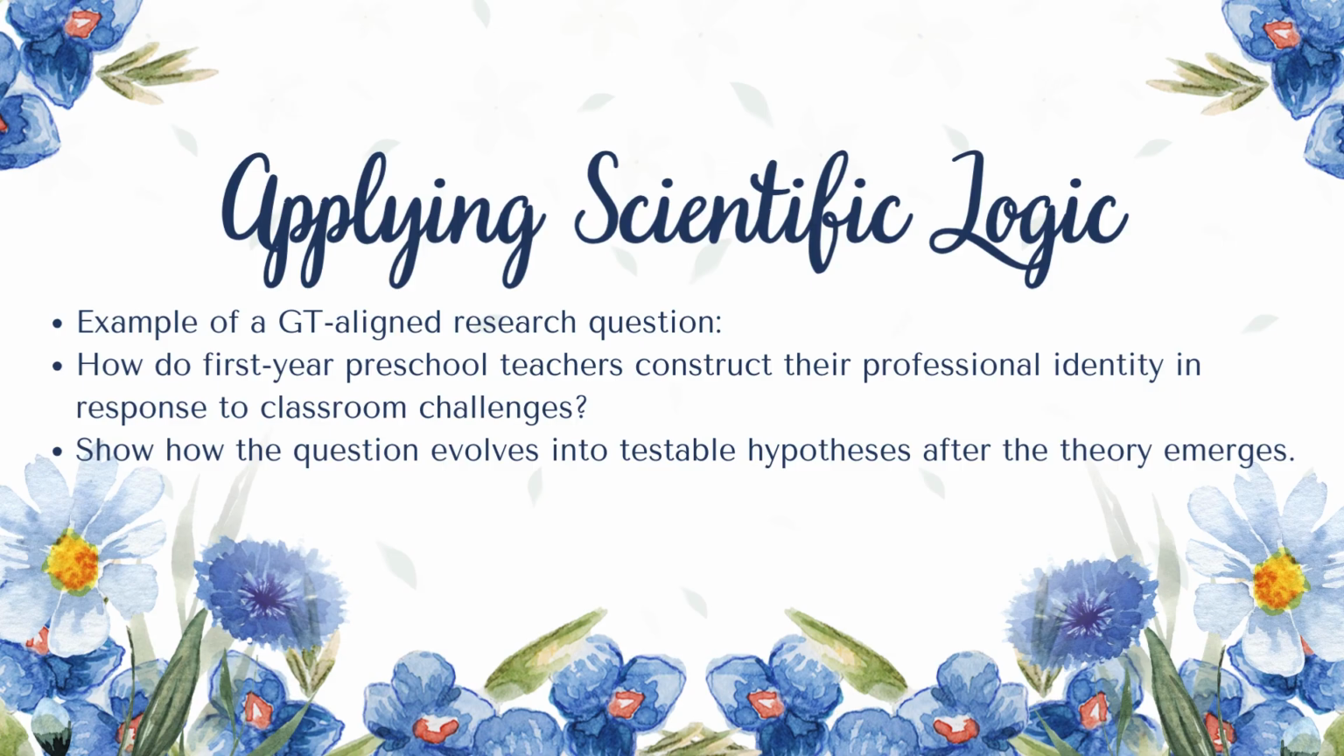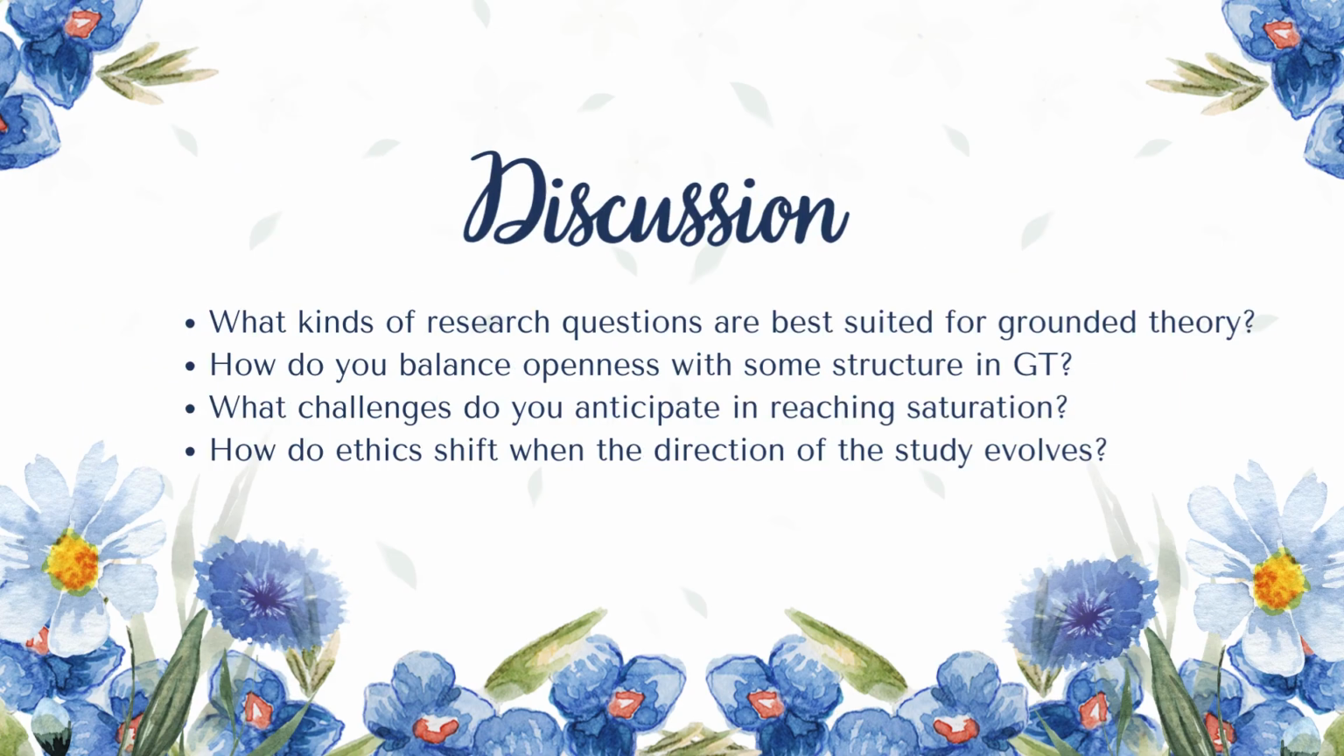And so I really want you to think about, as we start discussing this over the week, what types of research questions are most suitable for grounded theory? Maybe, how do you balance openness with some structure in grounded theory? What challenges do you anticipate in reaching saturation? If you were to take on a grounded theory, what would be some clues that would help you find that you've reached saturation? And then, how do ethics shift when the direction of the study evolves midstream? How would you notify your participants? What would that look like?